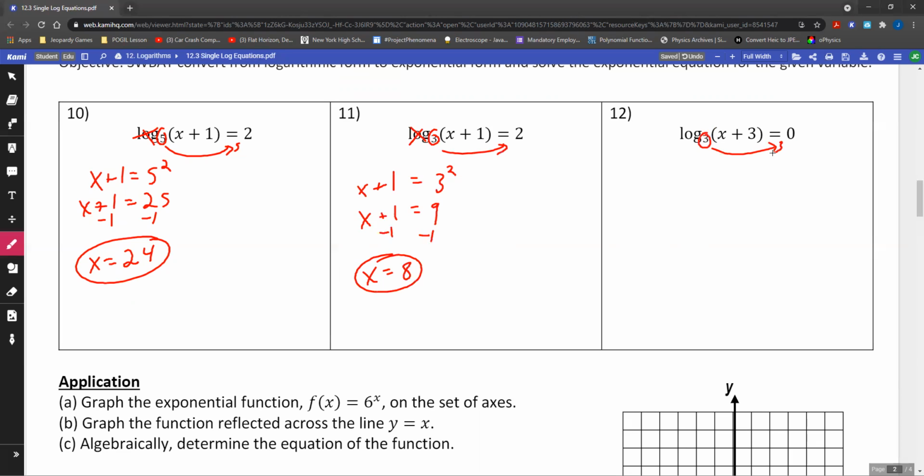Here, move the 3 over, drop the log. X plus 3 equals 3 to 0. X plus 3 equals, well, anything to 0 is 1. So this is subtract 3 over. So I get x equals -2.